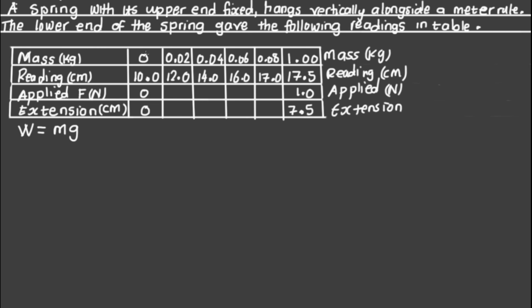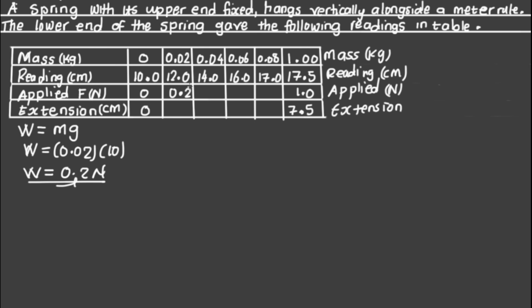So when mass was 0, the applied force was 0. Now what happens when mass was 0.02 kg? Let's calculate the applied force. Weight is equal to the mass, 0.02, times 10, which gives weight equal to 0.2 newtons as our final answer. So here we have 0.2.